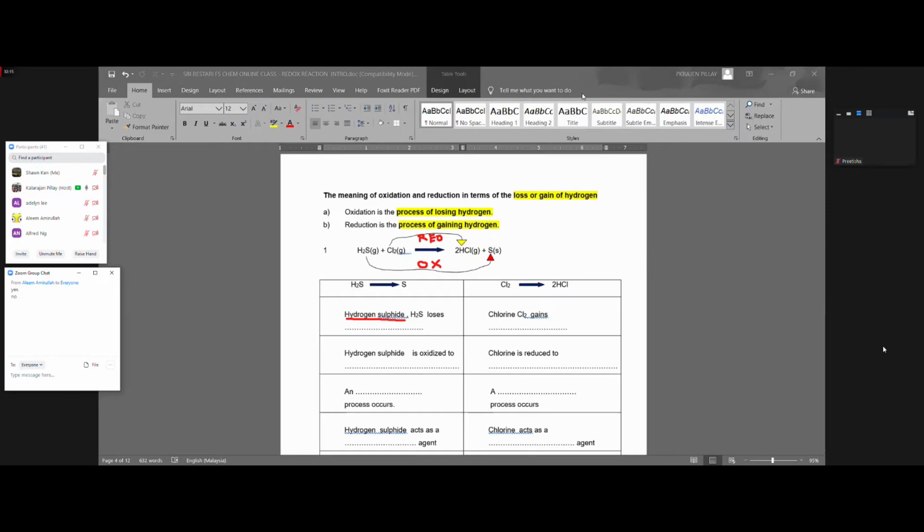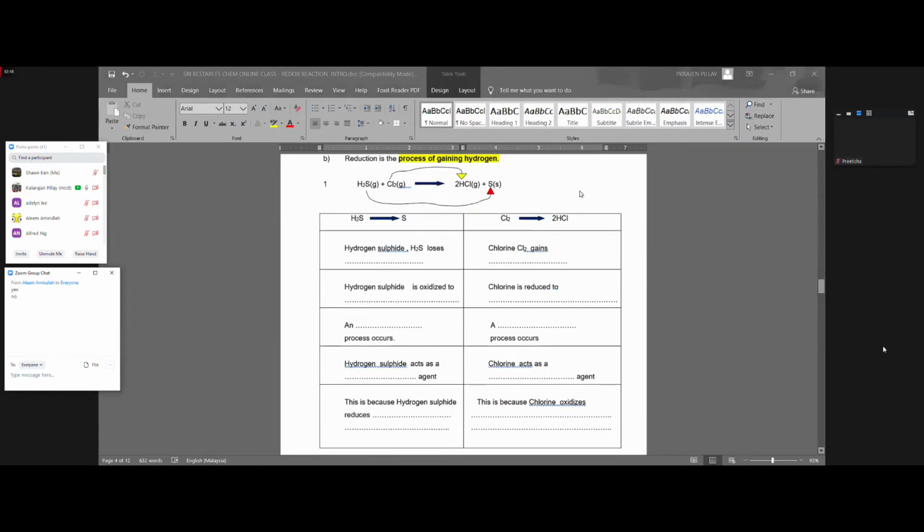Okay, let me clear the drawing. Then we go to the last part. Why is it a reducing agent? It reduces, put down first, practice it. It reduces chlorine to form hydrogen chloride. Afterwards, you're going to explain in words. I don't give you anything, I just give the equation. And why is chlorine the oxidizing agent? It oxidizes hydrogen sulfide to sulfur, to form sulfur. S-U-L-P-H-U-R.